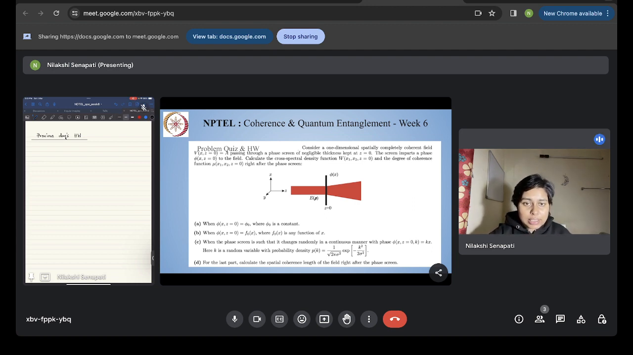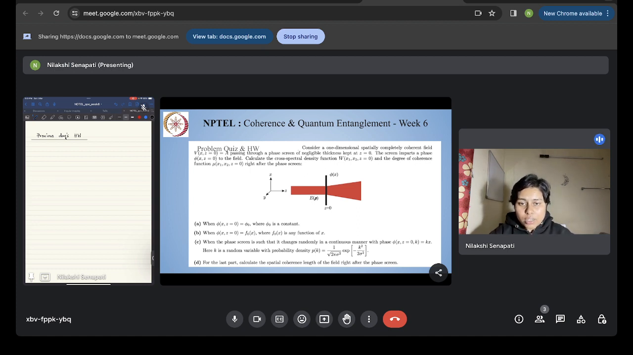Where it is telling that consider a one-dimensional, spatially completely coherent field V(x, z=0) equal to a, that is a constant thing, passing through a phase screen of negligible thickness kept at z equal to 0. The screen imparts a phase phi(x, z=0) to the field. Calculate the cross spectral density and the degree of coherence function right after the phase screen.